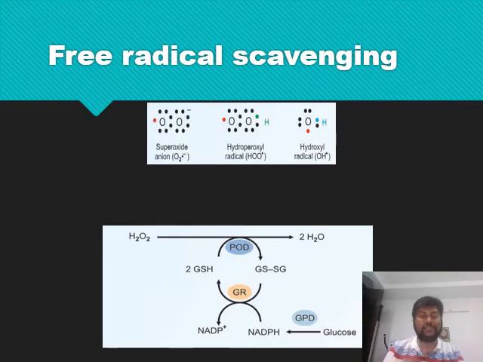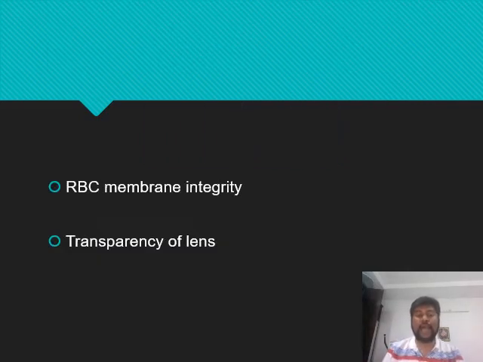Through this action, it helps to maintain the RBC membrane integrity and also the transparency of the lens. Suppose this function is not done properly, then the RBC membrane integrity cannot be maintained, so it can lead to RBC membrane damage and hemolysis. Similarly, the transparency of the lens cannot be maintained, leading to cataract formation. So this is the role of our HMP shunt pathway and the NADPH produced from it in scavenging the free radicals produced in our body.